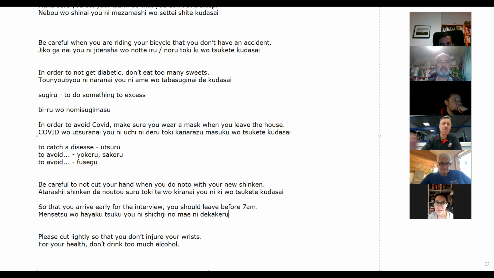出かける方がいいです。Excellent. What I would say though is this is tsuku, to reach. So this is basically a moving verb. So maybe not mensetsu o, but mensetsu ni. Yeah, exactly. Mensetsu ni hayaku tsuku you ni 7時の前に出かける方がいいです。This can be 出かける or what else could it be? Still using 出かけ.